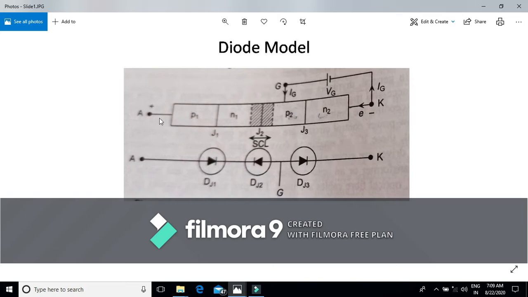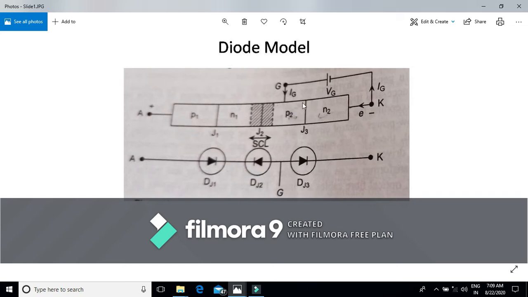In this model, the forward anode to cathode voltage is applied between the outer P and the outer N terminals. That results in the forward biasing of junction J1 and the forward biasing of junction J3, and junction J2 is reverse biased. That means the whole forward anode to cathode voltage is across this reverse biased junction J2.